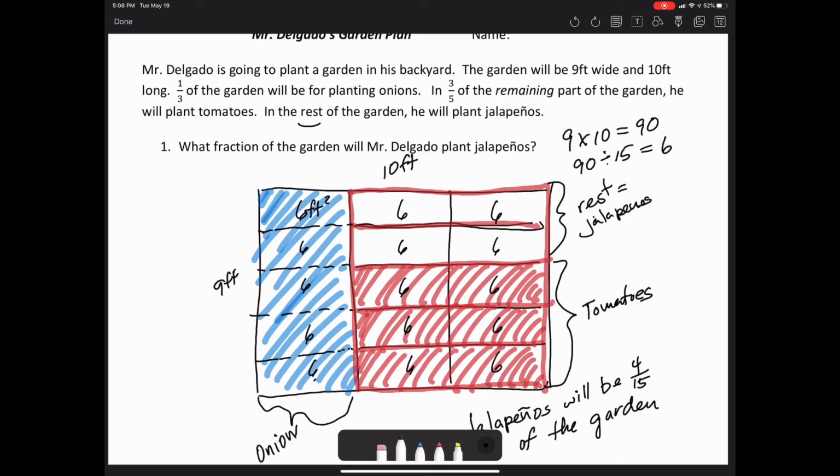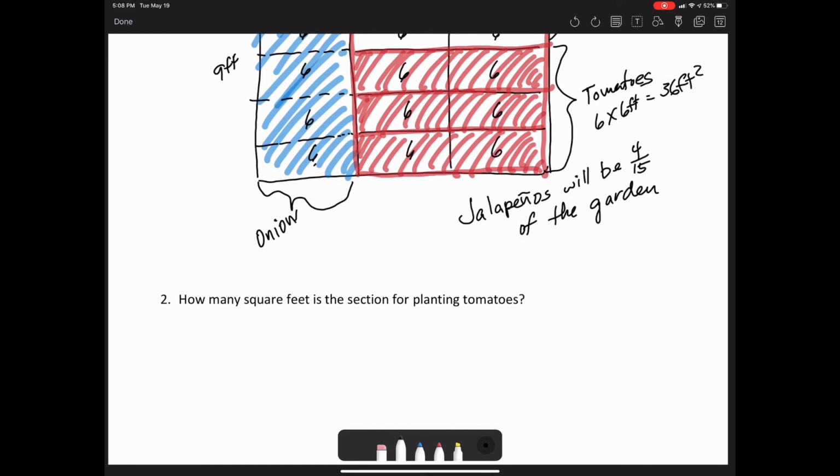And then if I concentrate just on the tomatoes, I could see that the tomato section has 6 sixes. So that would be 6 times 6 feet, which equals 36 square feet. And that's it.